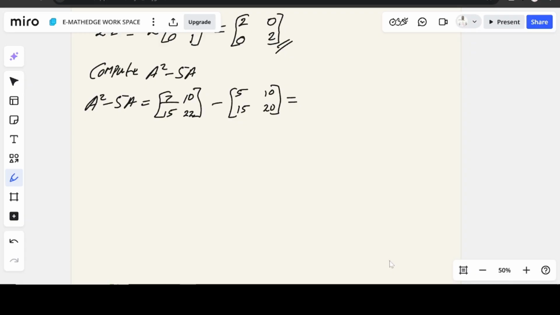Since we have 7 to be the element in the first row, first column for the first matrix, we compute it with the element in the first row, first column of the other matrix. If it is addition, we add, and if it is subtraction, we subtract. So in this case, it is subtraction. So let's go ahead and do that. 7 minus 5. Now for this other matrix, which is the first row, second column, is going to be 10 minus 10.